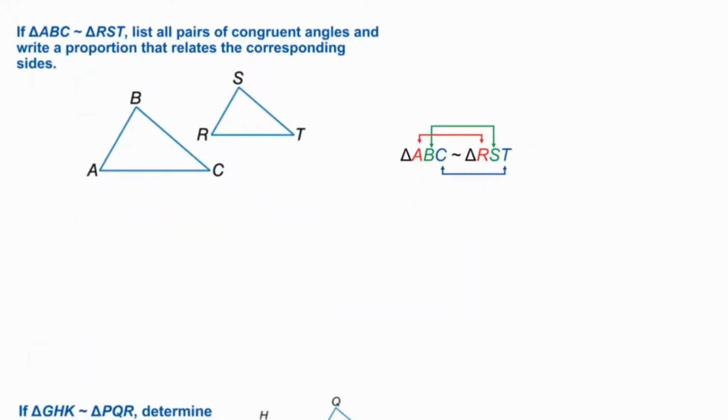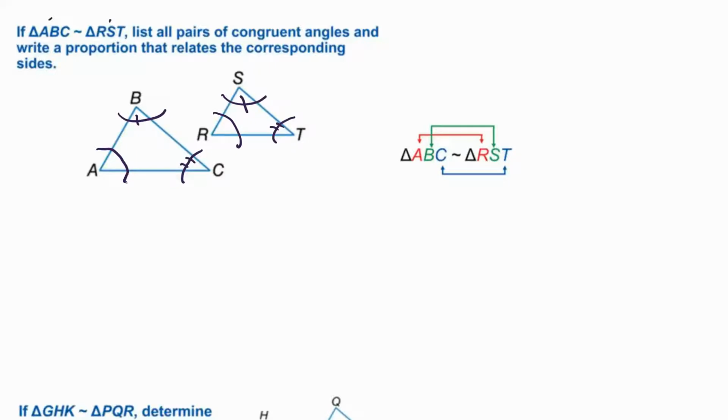So in this problem, we're told that triangle ABC is similar to triangle RST. We're asked to list all pairs of congruent angles and write a proportion that relates to corresponding sides. So looking at the ordering up here, we can see that angle A is congruent to angle R. Angle B is congruent to angle S. And angle C is congruent to angle T.